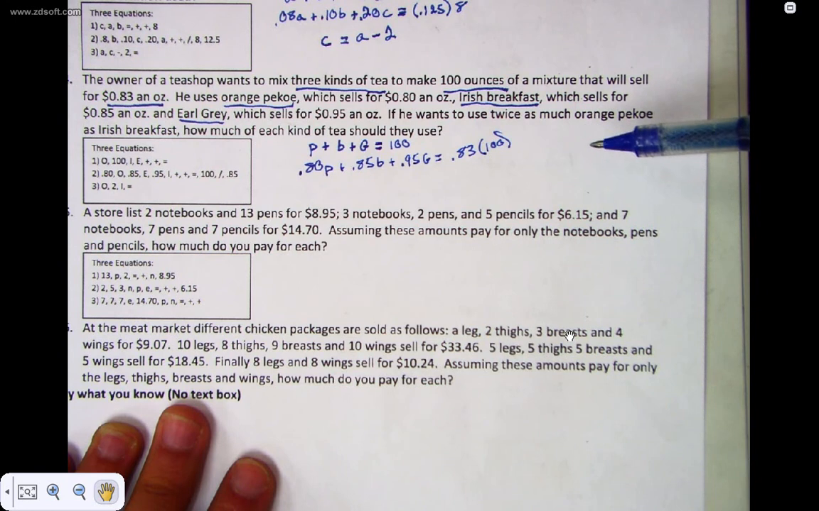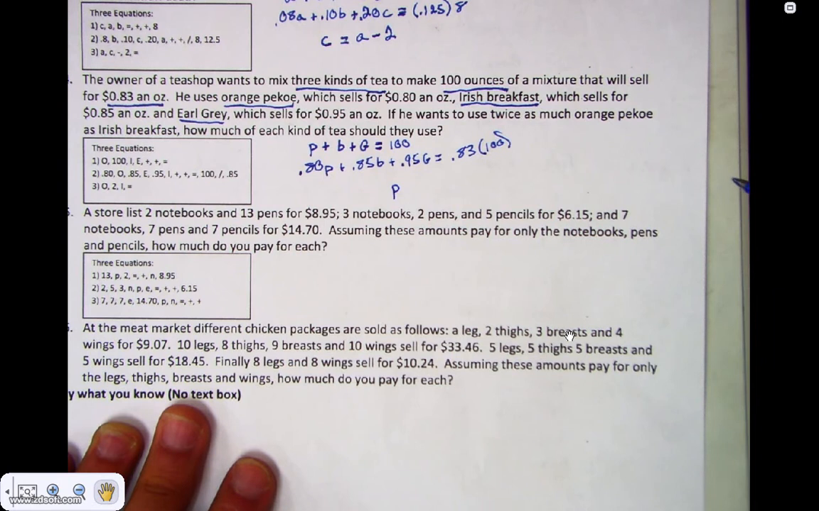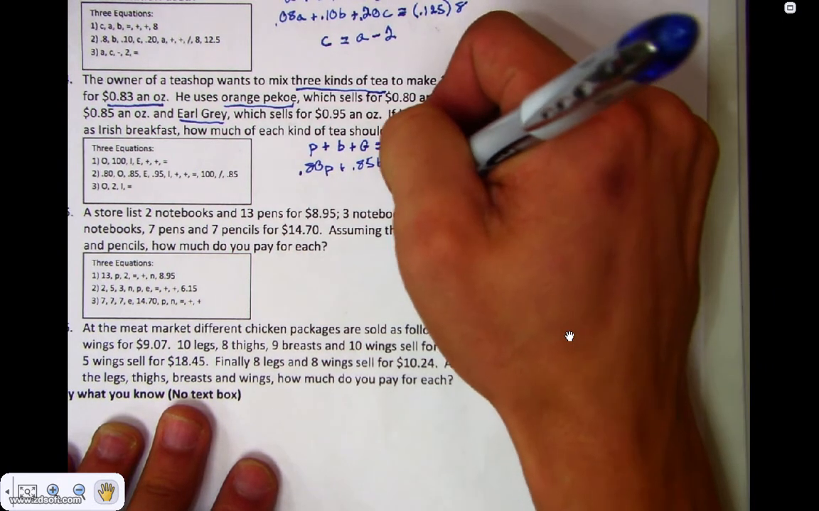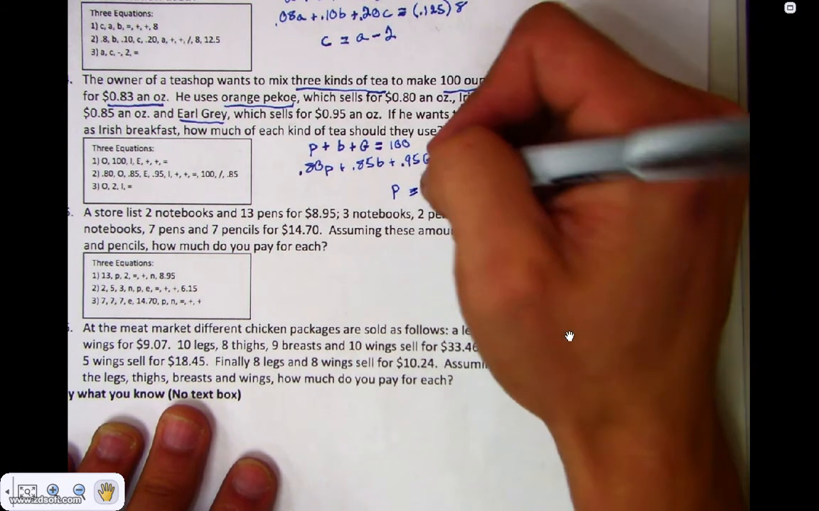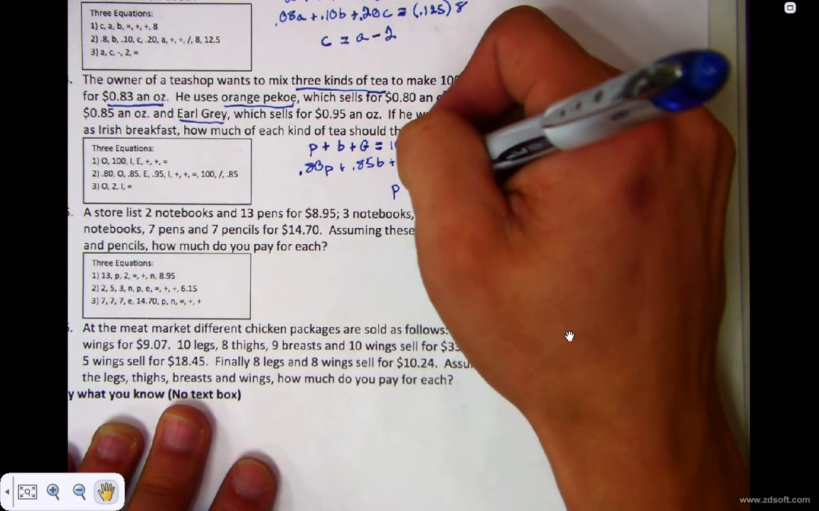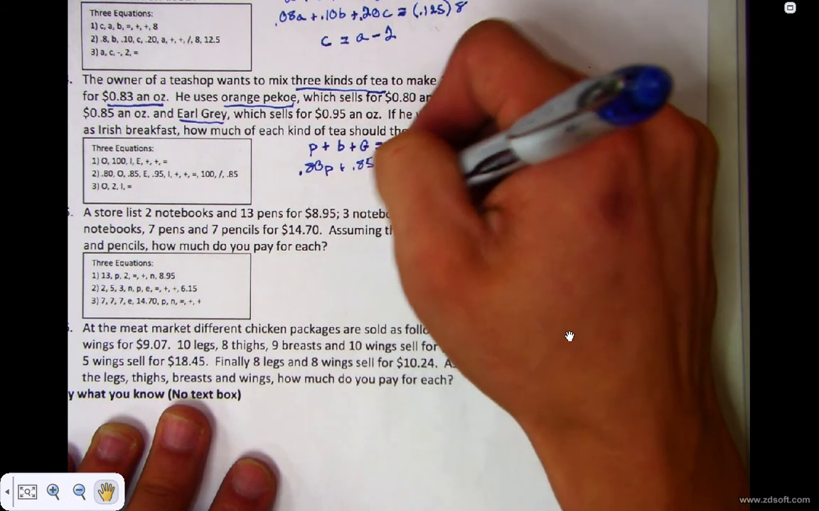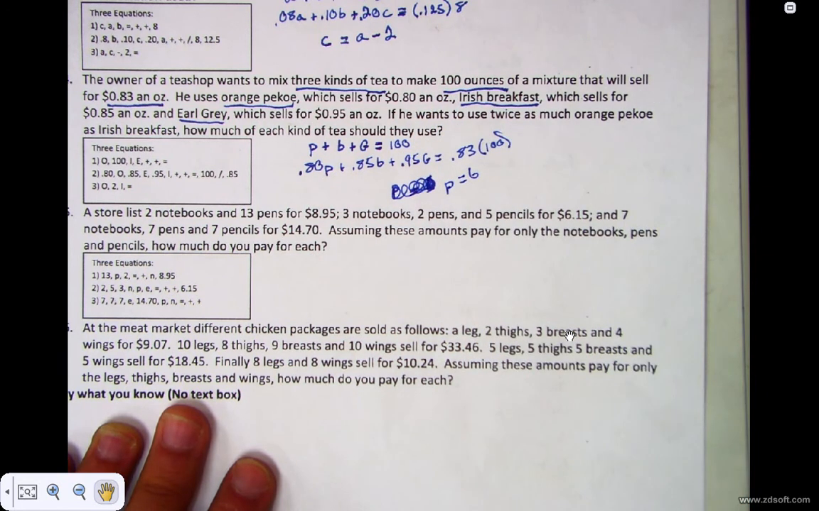All right, and then it says, if he wants to use twice as much orange pekoe as Irish breakfast, now this is tough. So we're comparing the orange pekoe, and anytime I'm comparing two things, again, I just set them equal to each other and then ask myself some questions. So orange pekoe to Irish breakfast. Those are the two things that we're comparing. Pekoe and breakfast, all right?